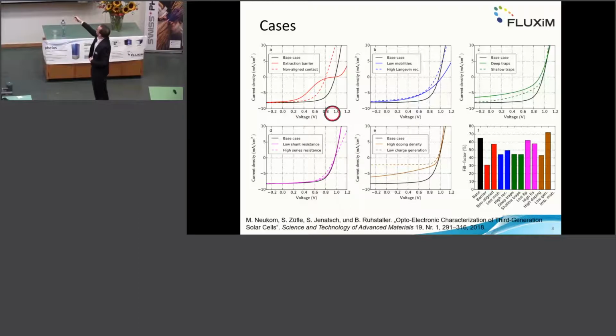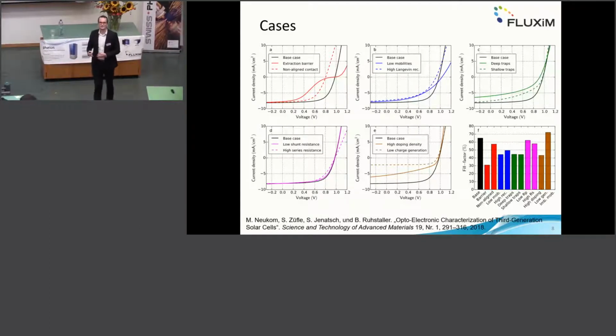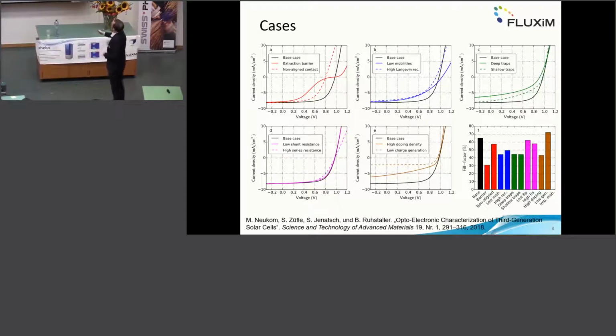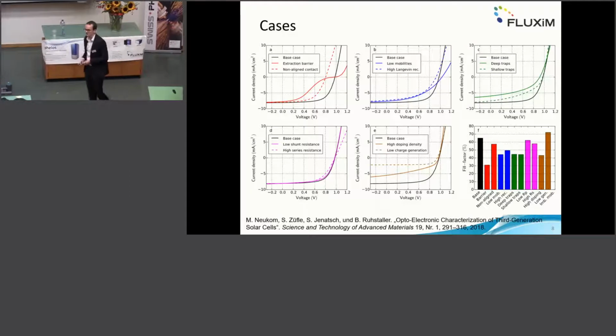The extraction barrier creates such an S shape here. And when you're a bit familiar with interpreting IV curves, you know an S shape usually means something is wrong with your contact. And also here, the only case where we have an S shape is the case where we have an extraction barrier, meaning something is wrong with our contact. And then here, when you vary the mobility or the recombination, you see that the fill factor is going down a bit.